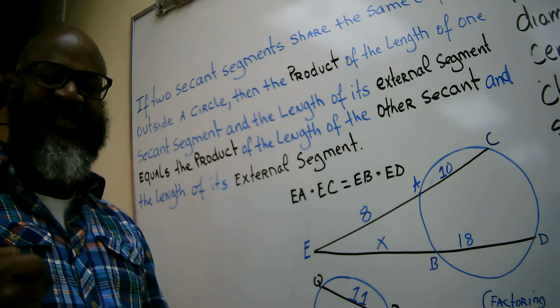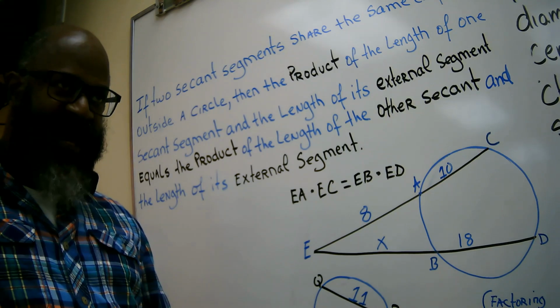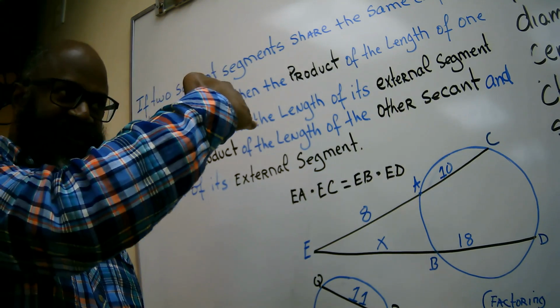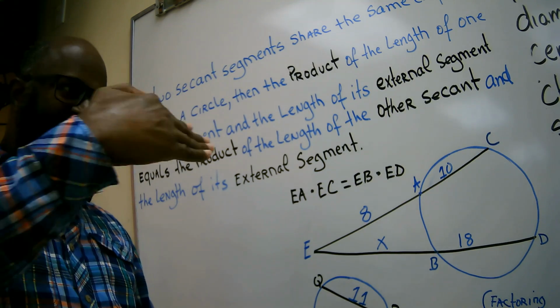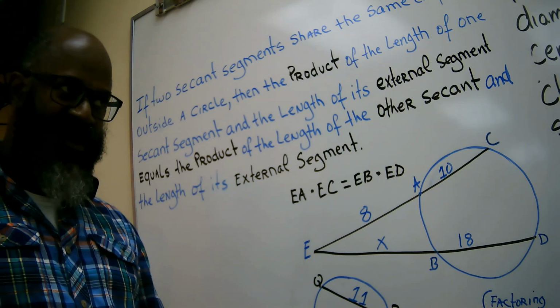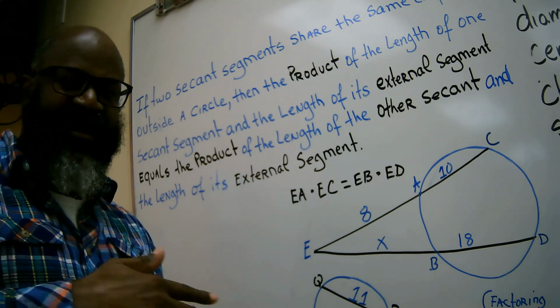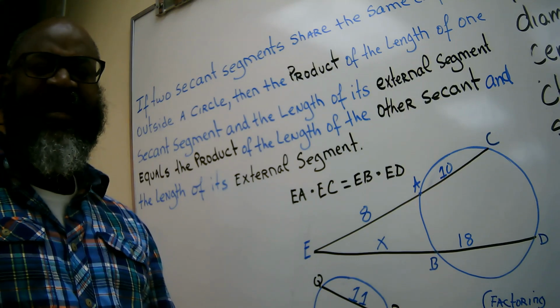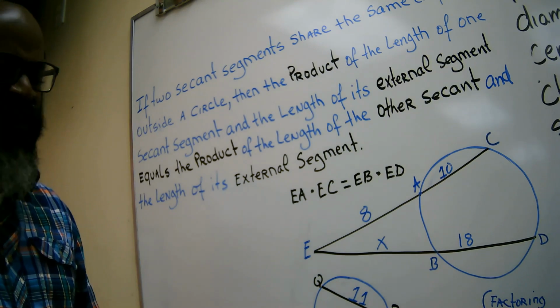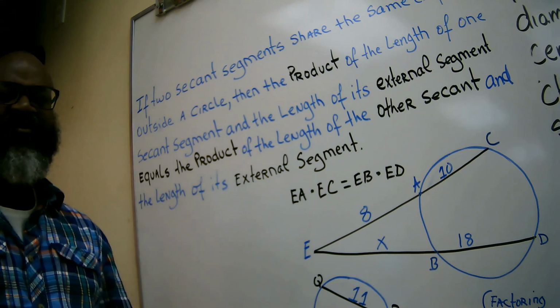When it comes to a secant, it's a line or a ray that passes through the circle. The endpoint doesn't have to stay on the circle. The endpoint may be extended in either direction. So that's the difference between secants and chords. So let's go over the theorem.